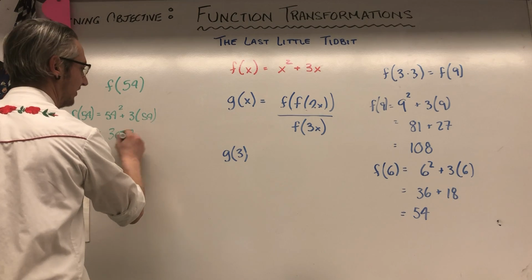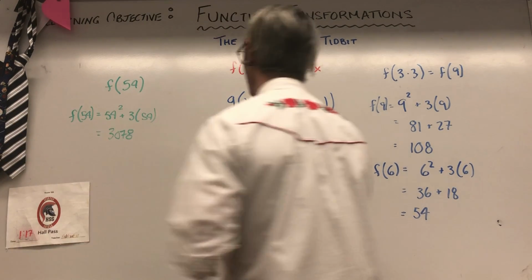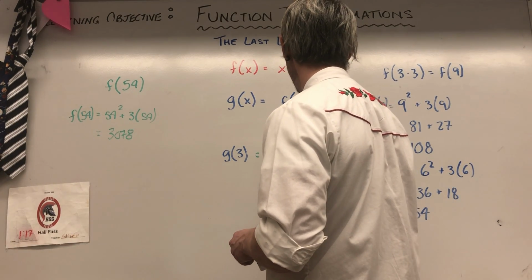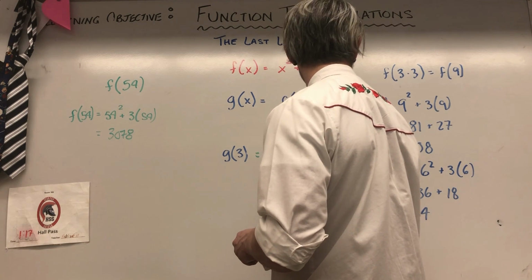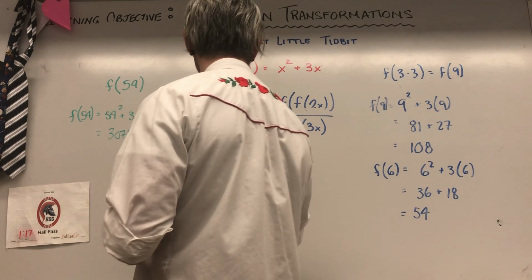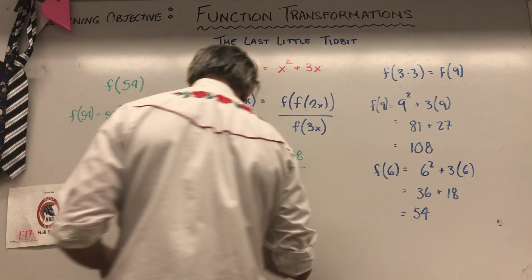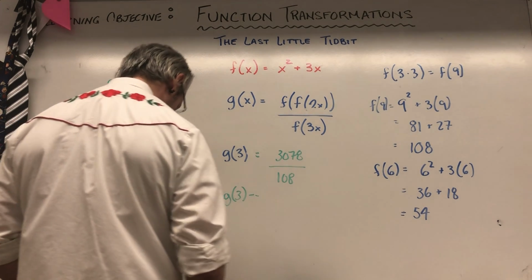And I'm not done, folks, because g of 3 is equal to 3,078 on the top divided by 108 on the bottom. So g of 3 is 28.5.